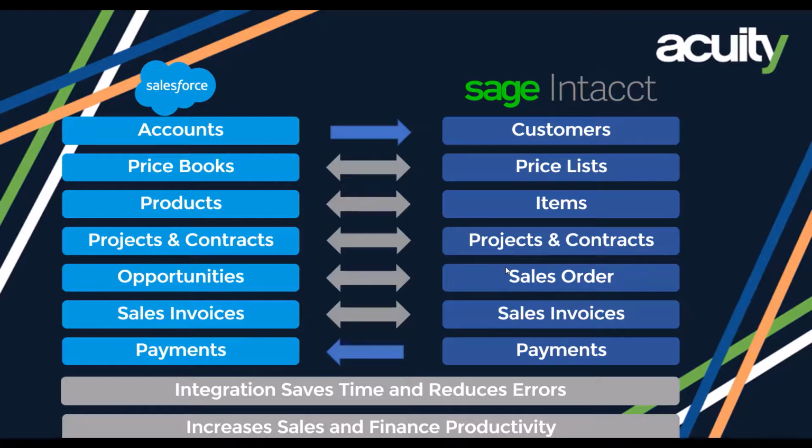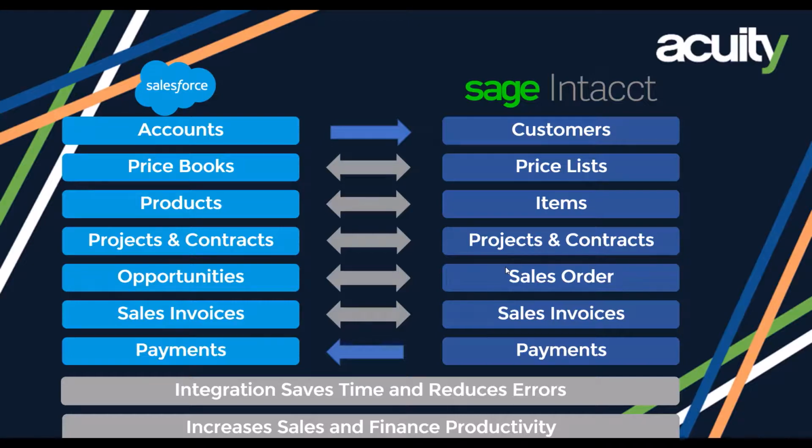Price books can become price lists, products can become items, projects and contracts, depending on the nature of your business, can also be integrated and synchronized between the two systems. Sales opportunities within Salesforce can become sales orders or sales invoices for that matter. And then we can also link payments back from the finance system into Salesforce.